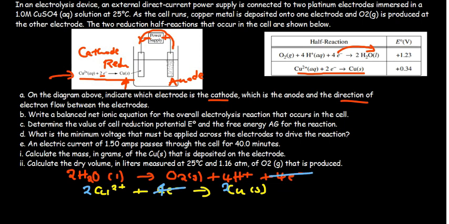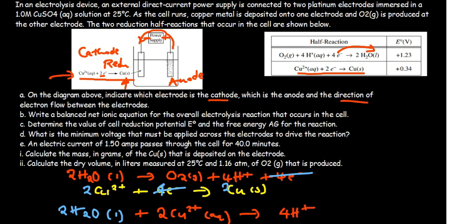So for the left, we'll end up having water, in liquid state, being combined with 2 copper 2 plus, in aqueous state as an ion. And then on the product side, we've got 4 hydrogen ions. We have oxygen gas. Okay. And then we also have copper in solid state. So that is the balanced equation for this reaction.